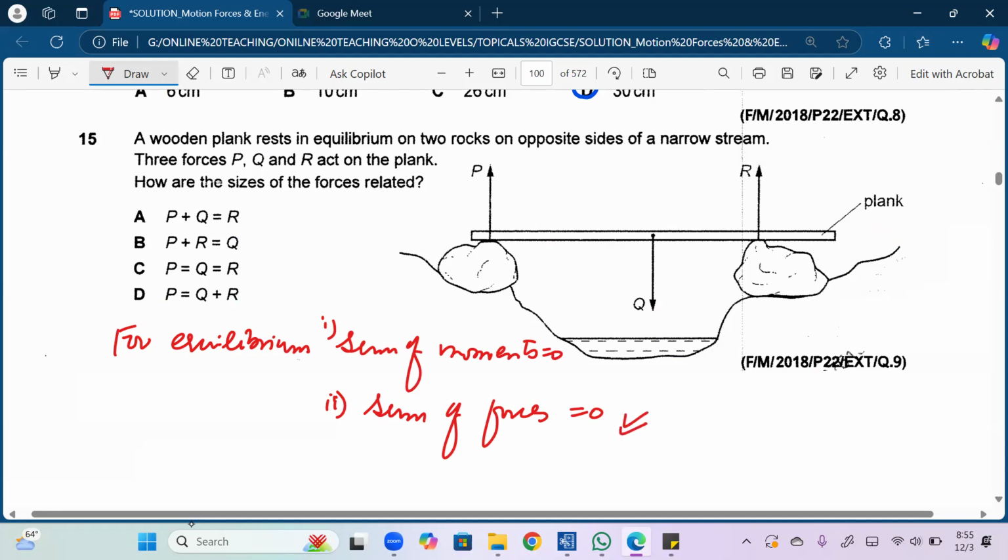So what are the two forces acting upwards? It is P plus R. And what is the total downward force which is acting? It is equal to Q. So sum of the upward forces must be equal to sum of downward forces. Luckily, we have only a single force Q available. That's why P plus R would be equal to what? Q. So the answer would be B.